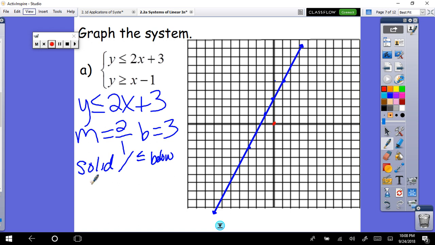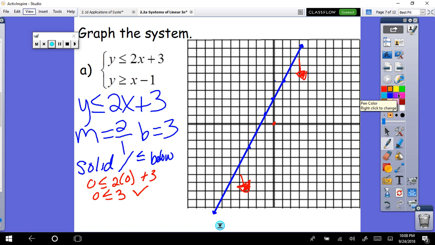So I'm going to plug in 0 for y and 0 for x, and 0 less than or equal to 3 is true, so 0 is a solution. So I will be shading below that line. I'm just going to draw arrows to remind myself that I'm going to be shading below that line. I'm not going to do all the shading quite yet.